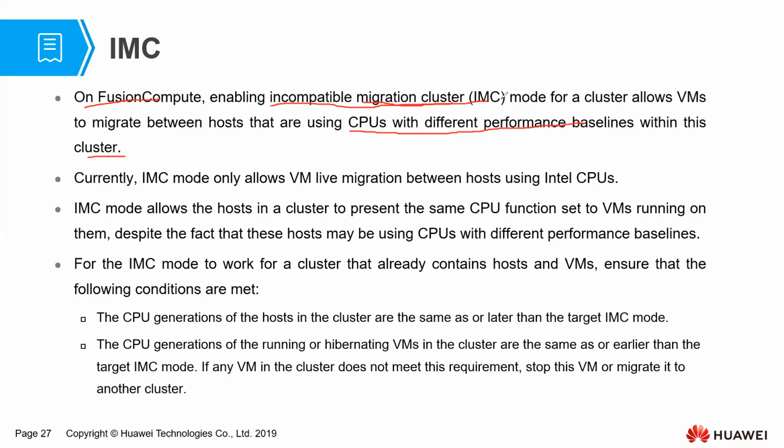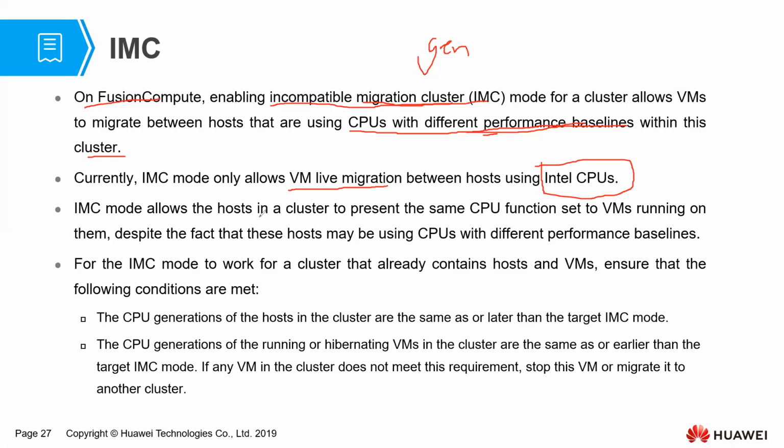What IMC helps us with, because sometimes you have different hosts with different CPU generations and makes. So this feature allows the virtual machines to migrate between hosts that are using CPUs with different performance baselines. Okay, so within that given cluster. Currently IMC mode only allows live migration between hosts using Intel CPUs. Please take note of that. It only allows live migration between hosts using Intel CPUs.